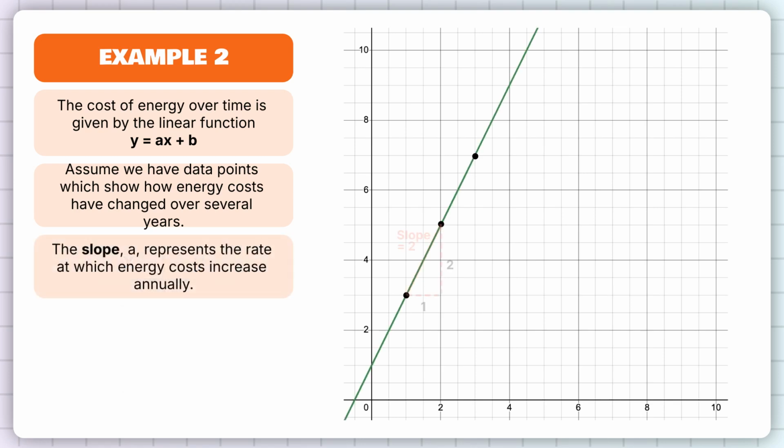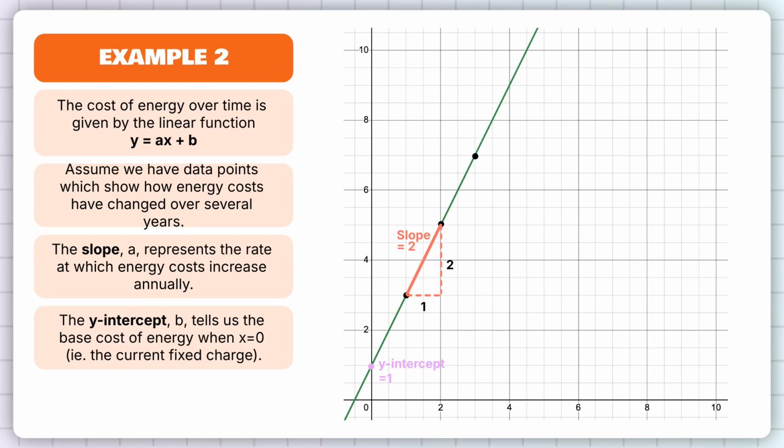From the graph, the slope, a, represents the rate at which energy costs increase annually. We can see that the slope is 2, which represents the annual energy cost increasing by 2 each year. The y-intercept b tells us the base cost of energy when x equals 0. In this case, it is 1, and it can be interpreted as the current fixed charge of using energy. So this is what you pay before any usage is factored in. Putting these two findings together, we can write the function as y equals 2x plus 1.